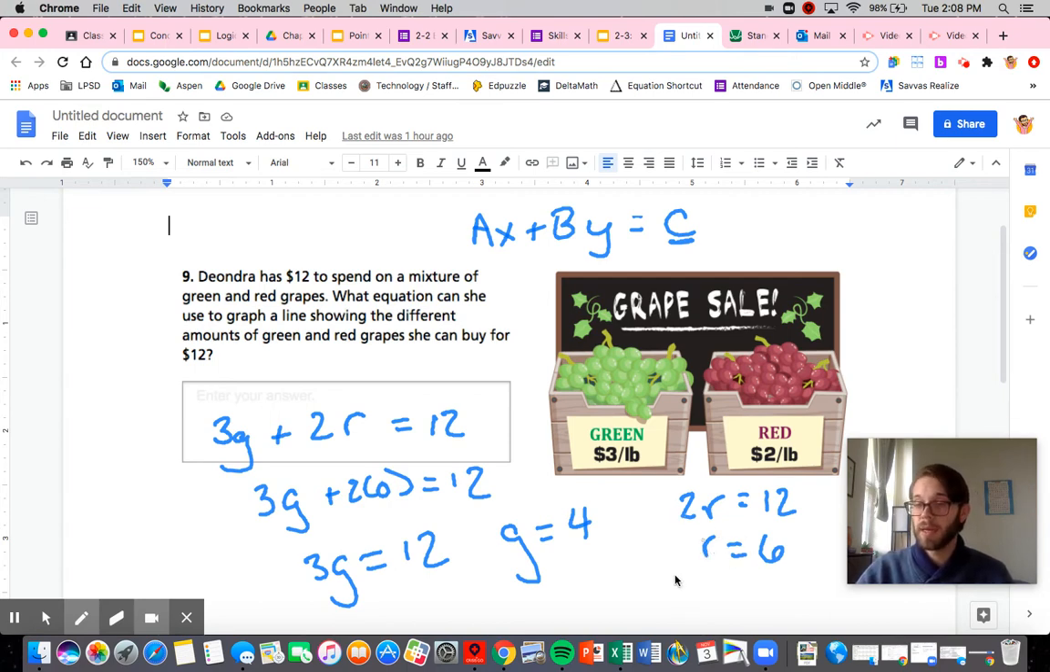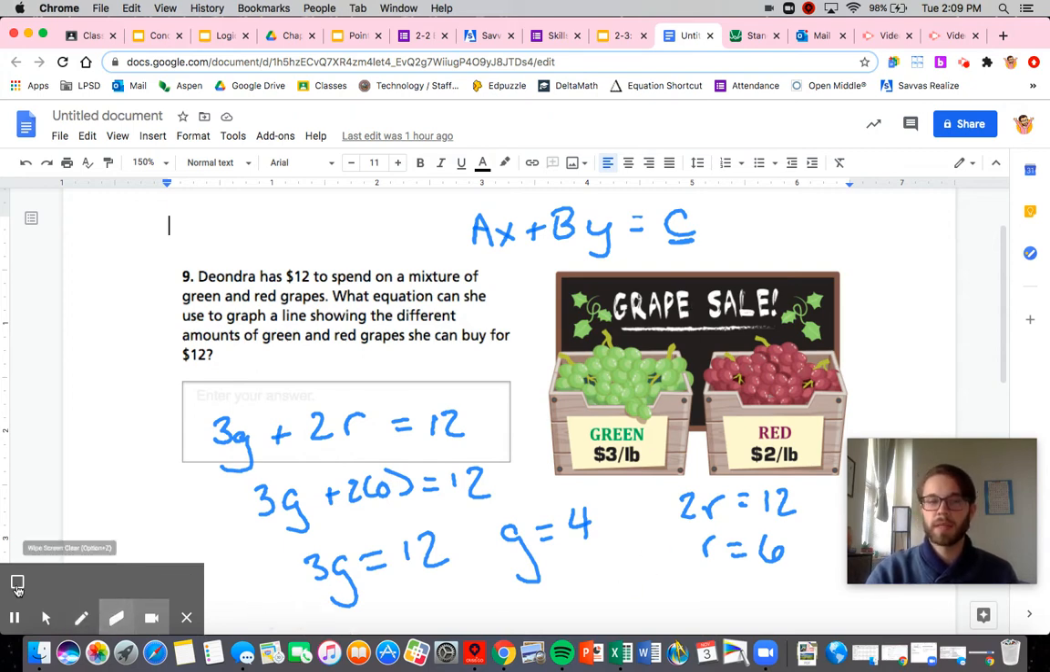So that's what these intercepts are telling us, right? If we're buying things, one intercept gives me the result if I buy all of one thing, and the other intercept tells me if I'm buying all of the other. In this case, if we're buying only green grapes or only red grapes. So that is ultimately what the intercepts are telling us. All right, so that's about everything we're going to get out of this question. Let's look at another one.